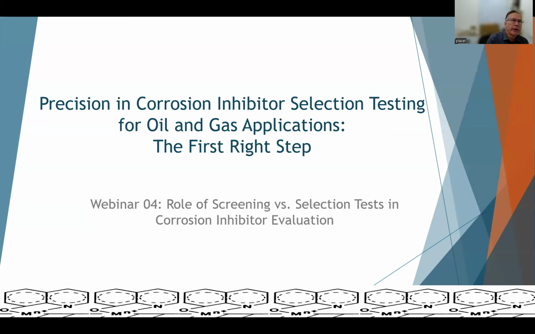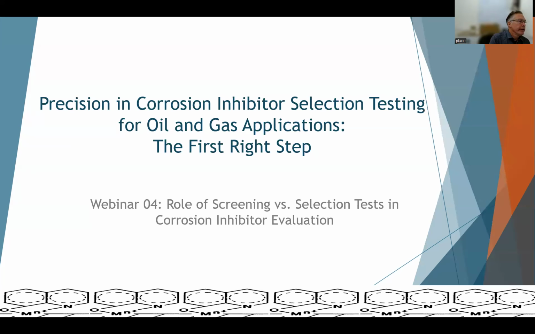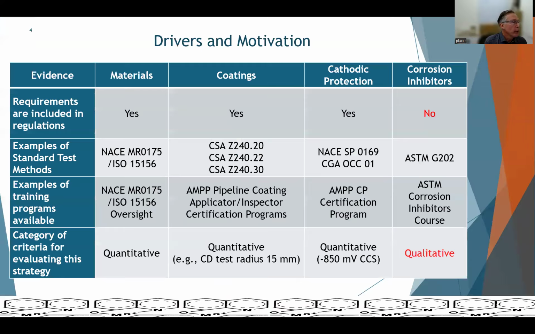Is this the fourth slide or are we there? Yeah, this is it. Okay. This is an identical slide to the first slide. This is our fourth webinar, and we'll be talking about the role of screening and selection in these inhibitor evaluations. I will touch base on the next slide or two, just to underscore the differences in where the industry is at for corrosion inhibitors compared to some of the other areas where we use test methods in corrosion control.